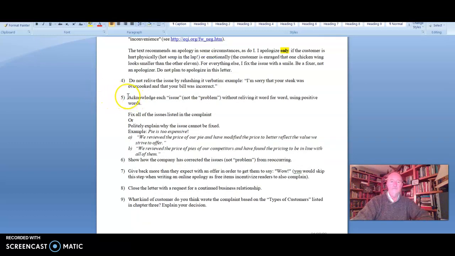Now, I want you to acknowledge each issue that crops up. It's not a problem, it's an issue. And recognize that you can fix some of them, or you can explain why some of them can't be fixed, because you can't fix everything. And that's what I want you to remember.